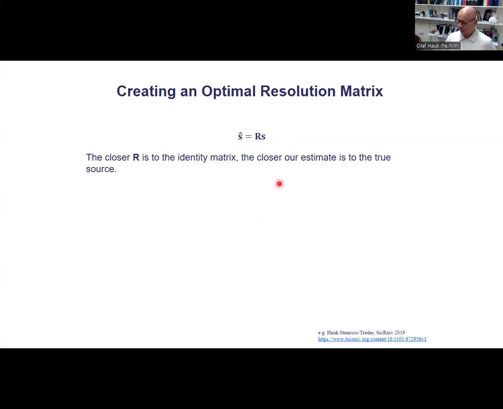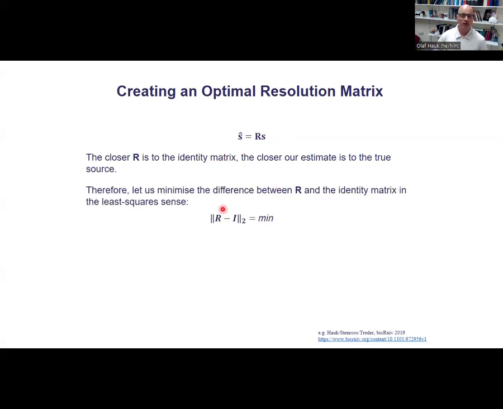If we write that down, we can say, well, minimize the difference between the resolution matrix and the identity matrix. And if we do that with a least squares approach, then we actually get the minimum norm estimator. I'm not going to explain that in detail. At this point, you have to believe me. But if you want optimal spatial resolution in terms of minimizing the difference between your resolution matrix and the ideal resolution matrix, which is the identity matrix, then you get the minimum norm estimator.